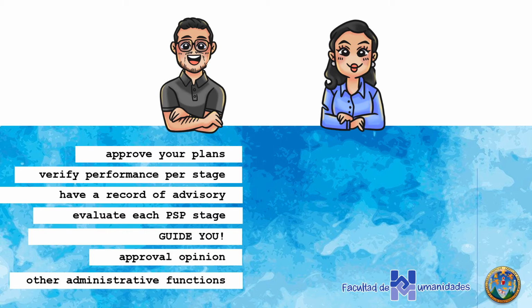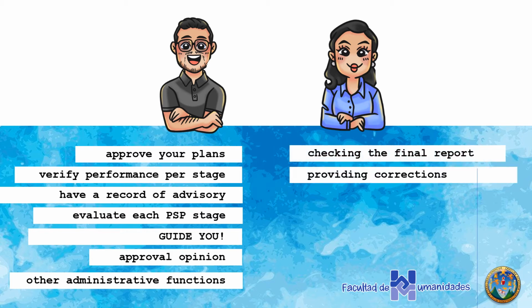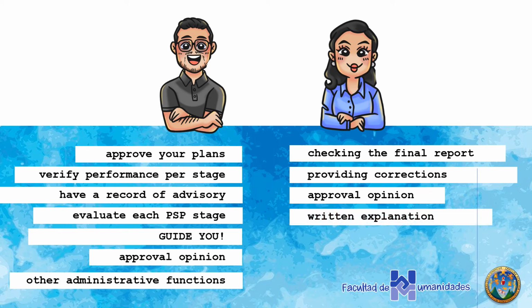The revisors are in charge of checking the final report and get back to students with corrections as soon as possible, no more than a month after the appointment. Provide the students with an approval opinion so they can request graduation exam, and provide the advisor with a written explanation along with a report in case this is not approved based on the requirements of the format.